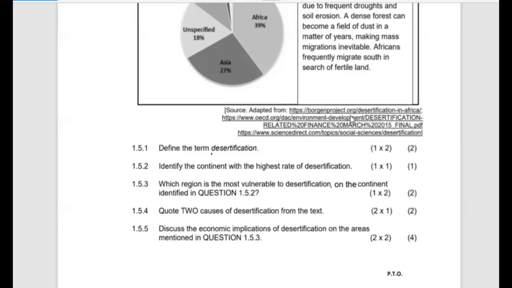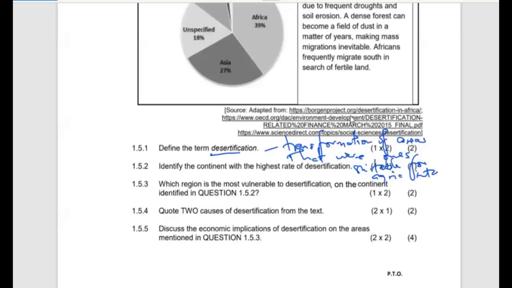The term desert. When we are desertifying, what are we doing? Desertification. Right. So we can describe it as the change or the transformation of areas that were once suitable for agriculture into deserts.